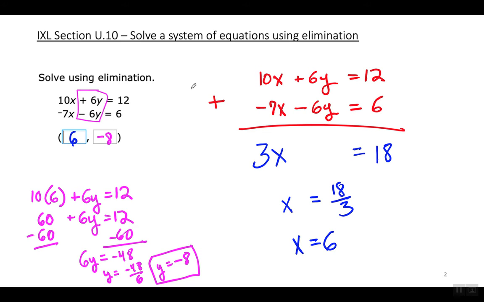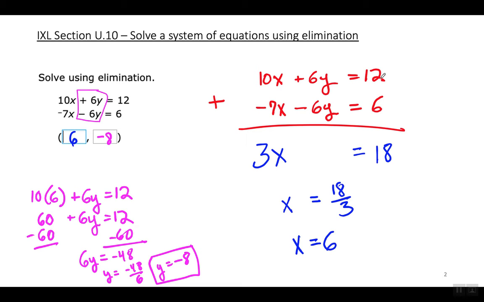Cuando tengo esa situación, eso me deja sumar las dos ecuaciones. Ok, sumo los términos de x con el de x. 10x más negativo 7x me da 3x. Y aquí cuando sumo 6y más negativo 6y, eso me da 0. Así que cancela el término de y, me lo elimina. Ok, así que ahora tengo una ecuación con solamente un variable x.